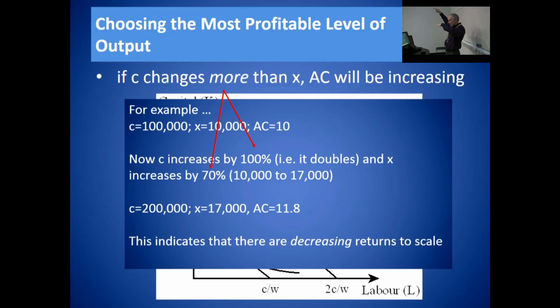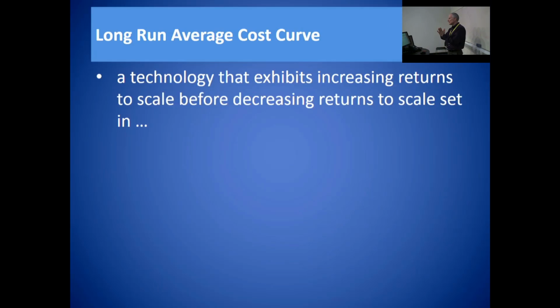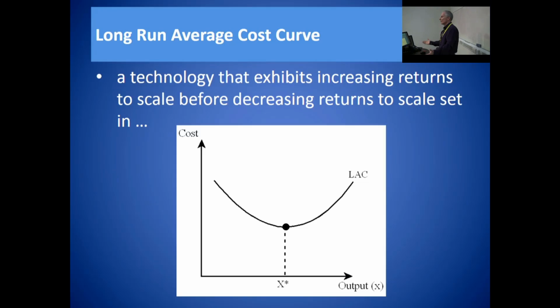Our long run average cost curve will be increasing. So you can see, long run average cost depends upon returns to scale. Increasing returns to scale, average cost is falling. Decreasing returns to scale, average cost is increasing. So now that that is clear, what can we say? Well, we can say a technology that exhibits initially increasing returns to scale before eventually decreasing returns to scale set in will have a long run average cost curve that looks like that. Exactly what we said at the beginning.